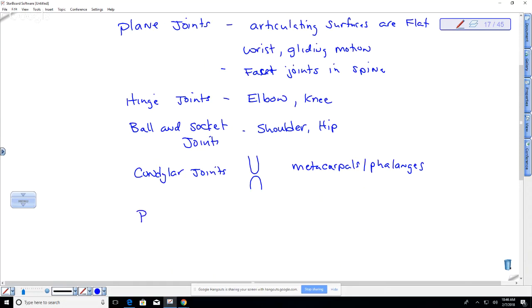Okay. We also have pivot joints. So these allow for rotational movement around an axis. So for example, when we look at C1, C2, C2 has that dens, that tooth-like structure that sits up, and that allows for most of the rotation of the head. So this would be like between C1 and C2, or this is the atlas and the axis. And then we have what is called a saddle joint.